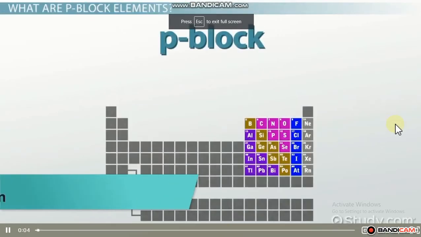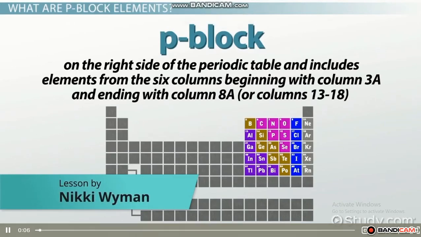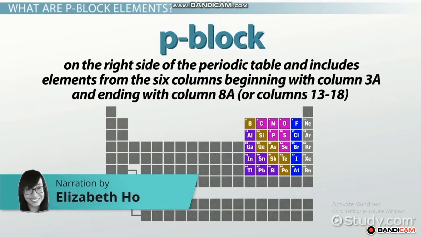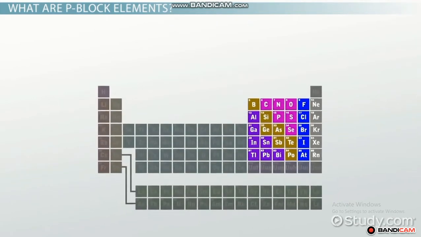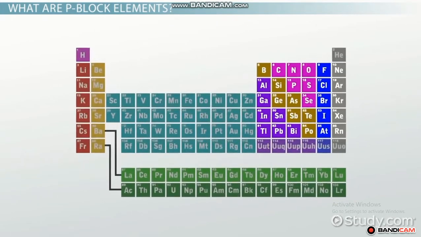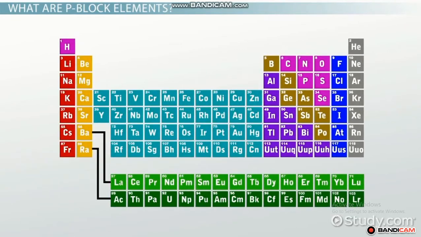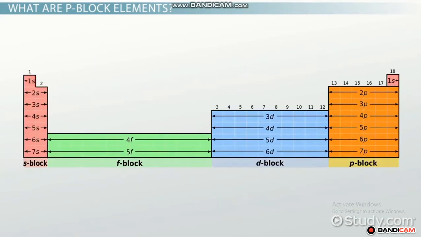The P block is on the right side of the periodic table and includes elements from the 6 columns beginning with column 3A and ending with column 8A, or columns 13 through 18 on some versions of the periodic table. Helium, which is in the top of column 8A, is not included in the P block. In the periodic table shown here, the P block is colored orange.